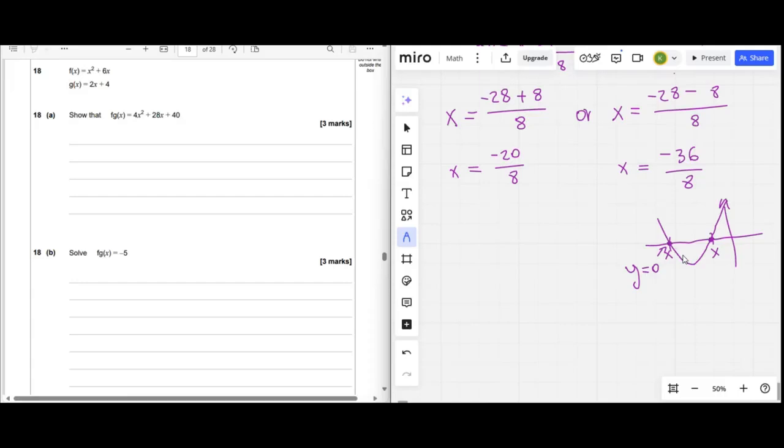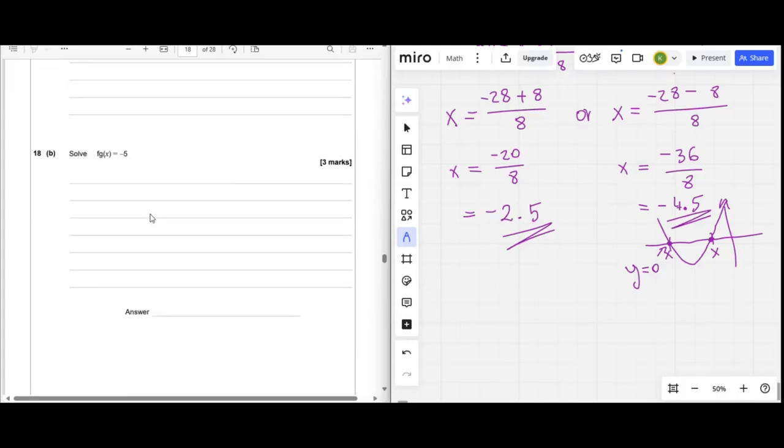These are the roots. Okay, so let's put them as decimal numbers. Minus 2.5 or minus 4.5. Yeah, and those are our two. The answer is both of them. Okay.